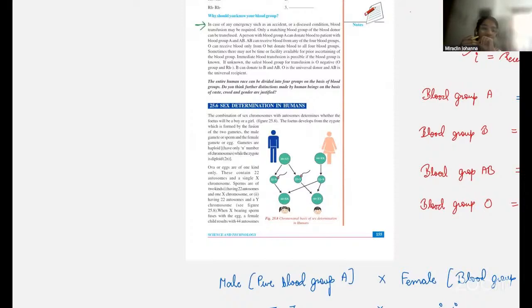Yeah, what is the full form of RH? RH is Rhesus. Rhesus is the factor which, if it is available in your body, it is called positive. If it is not available, it is called negative.